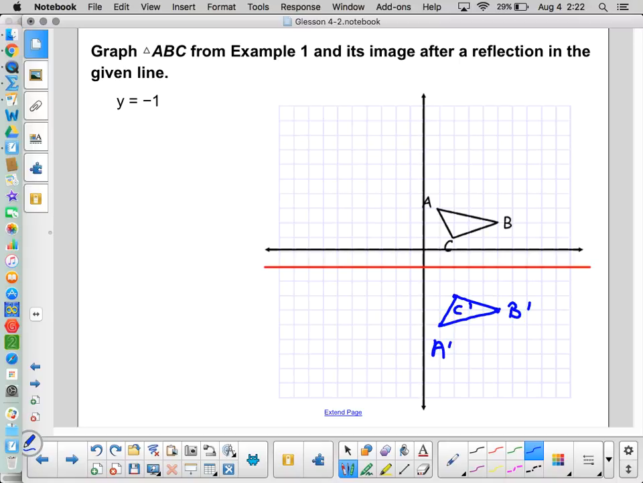And we could find the coordinates of the points just by counting boxes. This is 1, -1, 2, 3, 4, -5. B primed is at 5, -4. And C primed is at 2, -3. So we've got our coordinates. Fairly straightforward. Not too difficult to do.